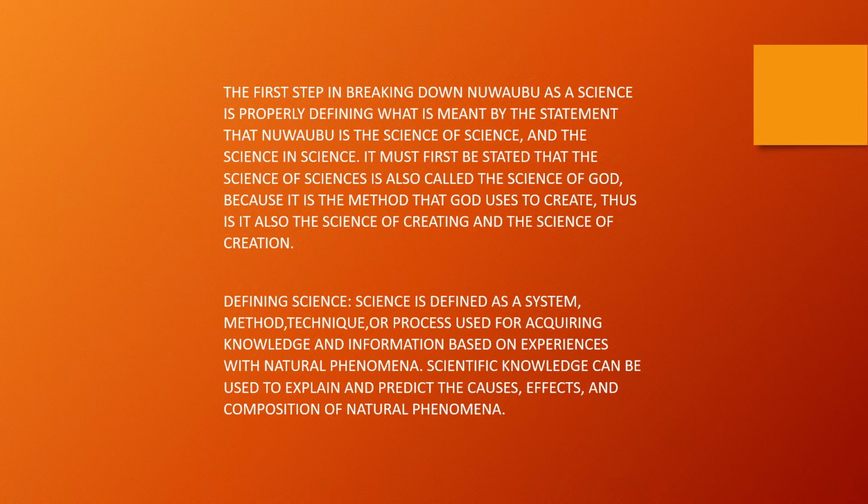Defining science. Science is defined as a system, method, technique, or process used for acquiring knowledge and information based on experiences with natural phenomena. Scientific knowledge can be used to explain and predict the causes, effects, and composition of natural phenomena. So when we say natural phenomena, we're talking about just the physical world, the natural world, right? And the events and objects, or I should say objects and events, that we pretty much observe in nature.